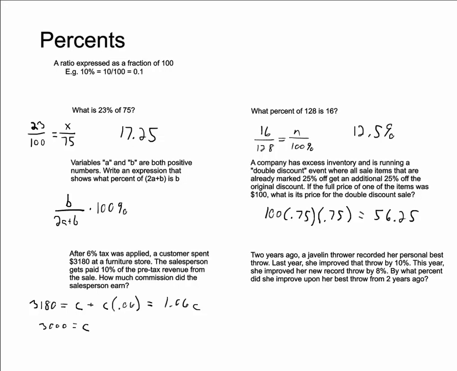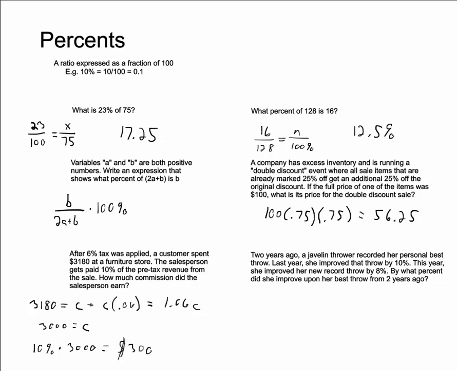That's the pre-tax revenue. The salesperson gets paid 10% of this. So we just take 10% times 3,000, and that's going to give us $300 in commission.